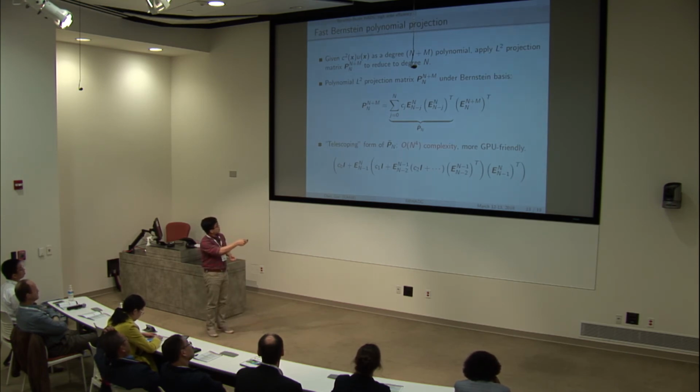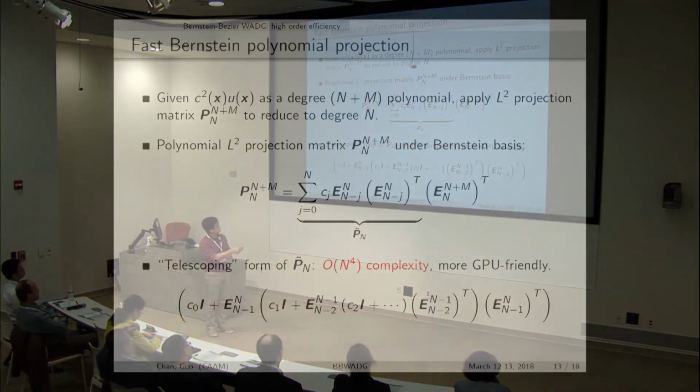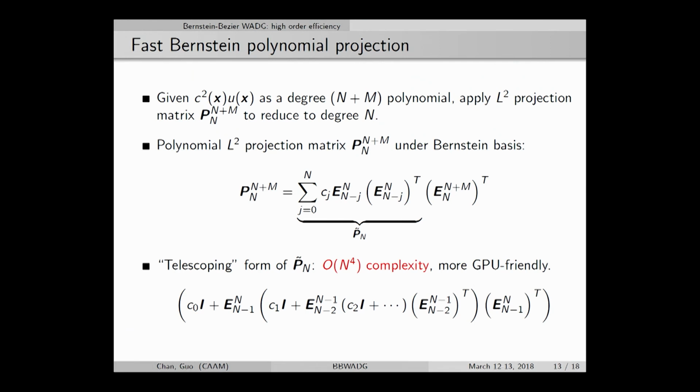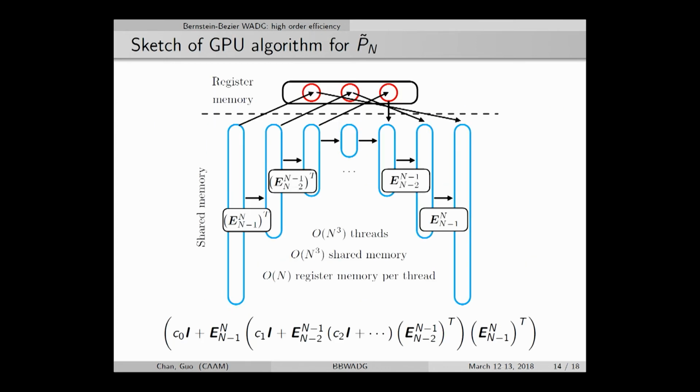So this matrix on the outside is pretty easy to apply. It's fast. And what we're dealing with is really this summation of matrices on the inside. We can rewrite this in what I call a telescoping form. And essentially, you can apply this in order n to the fourth complexity. This form is a little bit more GPU friendly. And just to try and convince you of that, here's a picture of the algorithm.